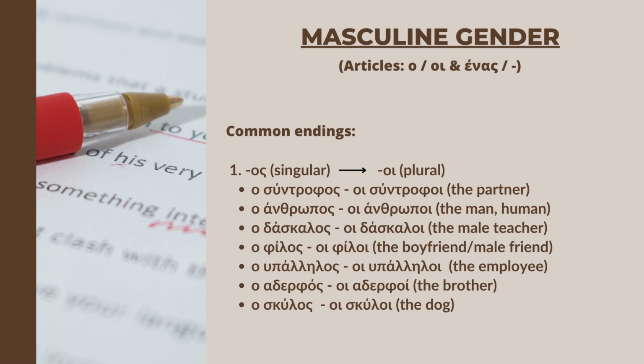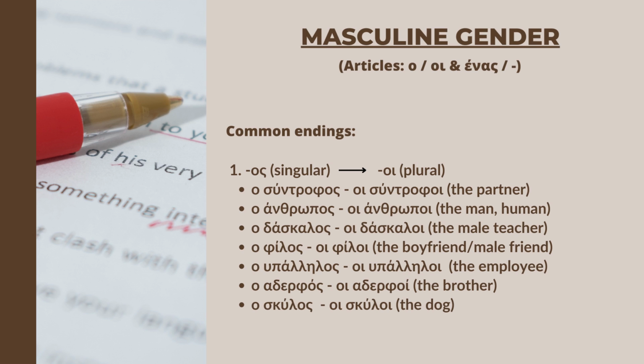Now, let's start with the common endings. The first one is omicron sigma. We pronounce it as os. So, os is the common ending for singular form, and it becomes omicron iota, I. This is the plural ending. We have a few words here as examples. Ο σύντροφος becomes οι σύντροφοι. This word means partner. Ο άνθρωπος becomes οι άνθρωποι, man or a human.